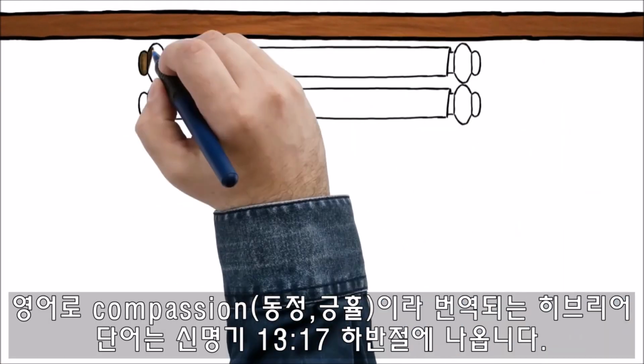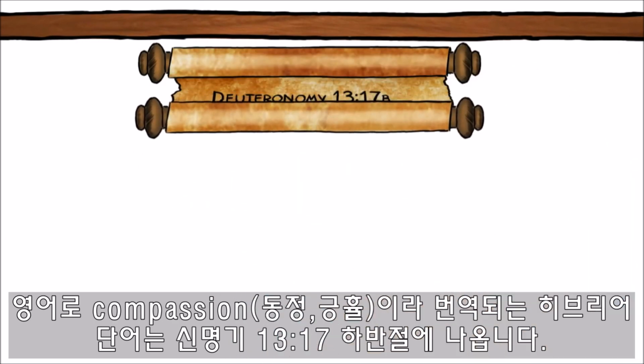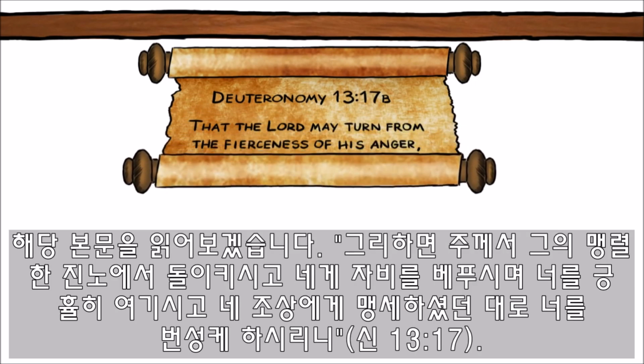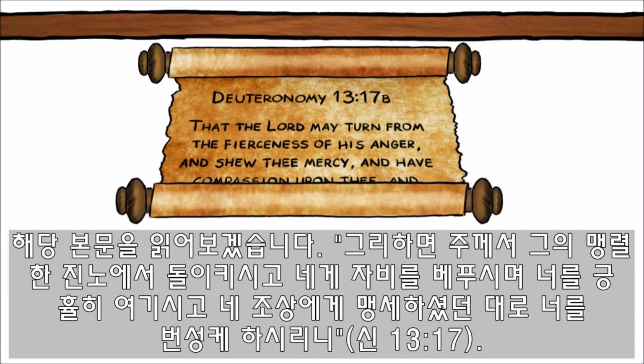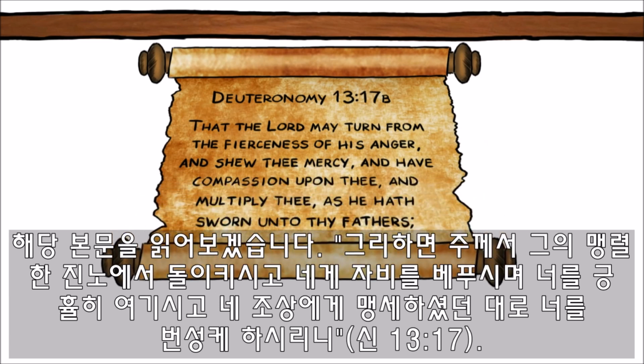The first time the Hebrew word translated into English as compassion appears on the pages of Scripture is in Deuteronomy 13:17b. It is there we read the following: that the Lord may turn from the fierceness of his anger, and show thee mercy, and have compassion upon thee, and multiply thee, as he has sworn unto thy fathers.